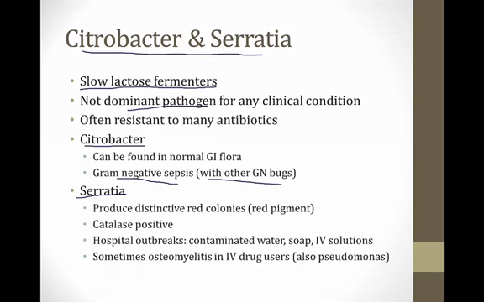Things to know about Serratia are that it produces these distinctive red colonies. It's one of the pigment-forming bacteria. It makes a red pigment. It's also catalase positive. There have been reports of hospital outbreaks of UTIs and bloodstream infections with Serratia when there was contaminated water or soap or IV solutions, and it can sometimes cause osteomyelitis in IV drug users, so can Pseudomonas.